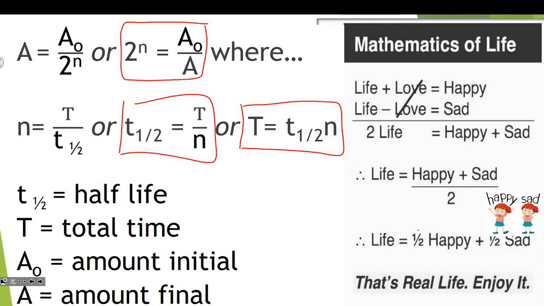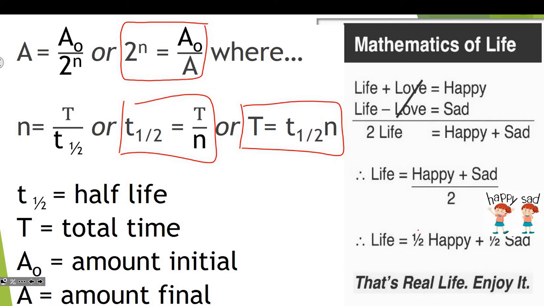I like this little mathematics of life. Life plus love equals happy. Life minus love is sad. 2 lives equals happy plus sad. Therefore, happy plus sad divided by 2. Therefore, half happy, half sad is what life equals. That's real life. Enjoy it. So you want us to put that under the mathematics of life theme?